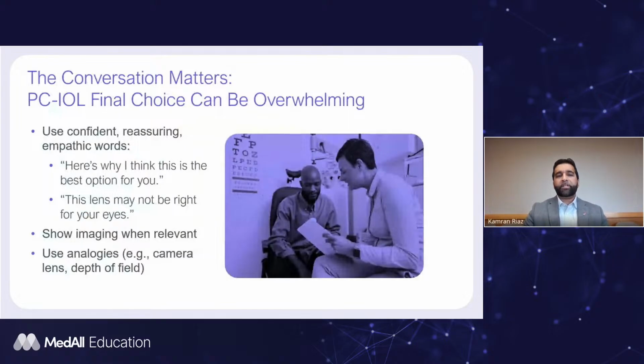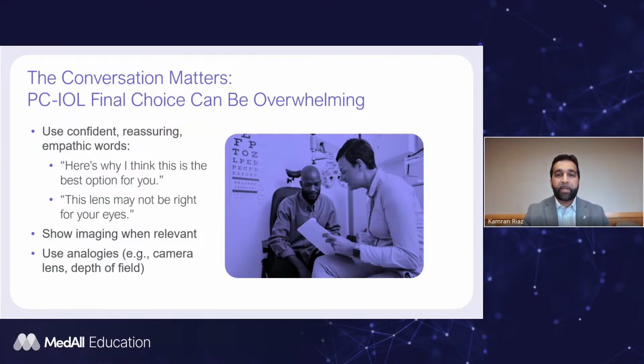So the conversation matters. The final choice can be overwhelming. So this is where we want to use confident, reassuring, and empathic words. We don't want to be kind of like a sleazy used car salesman type of approach, but we want to make sure that the patient, again, is also receiving that confidence and that reassurance. So instead of telling them this is the kind of lens you need, I think using our words like, here's why I think this is the best lens option for you.